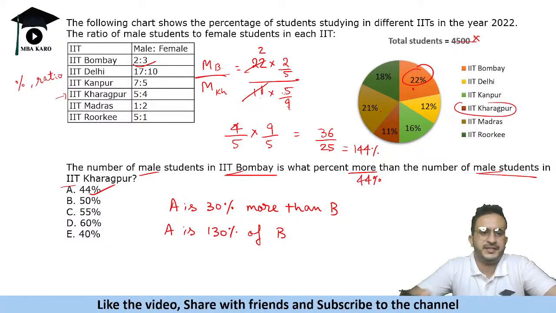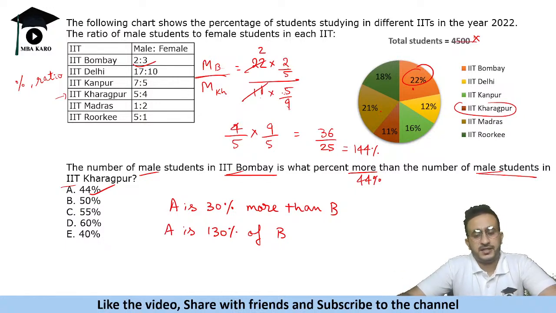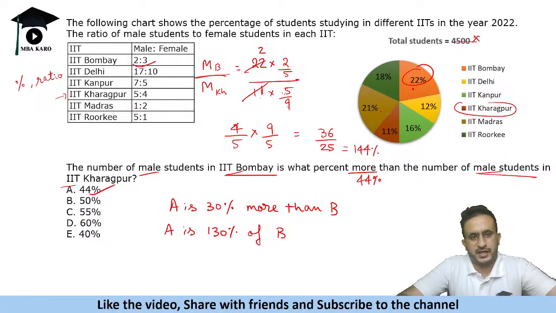Applying these simple techniques can boost your performance. You can solve questions much faster than others in the examination, because most people do not solve this way. They calculate the number. They find the male students of IIT Bombay because in books you are taught that way: first take 22% of 4500, then take 2/3 of it to get one value, then find the other value, then subtract, then find the percentage, when you can directly calculate the answer.